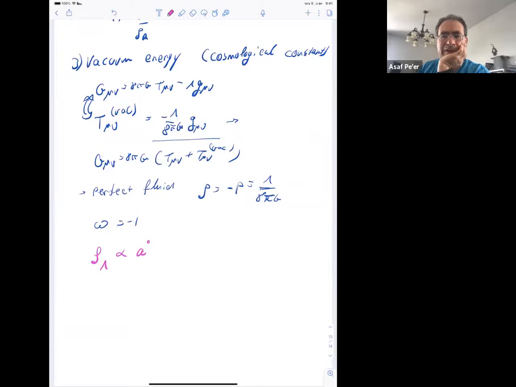Now, here is something really interesting. As the universe expands, the energy density of the matter goes down. The energy density of the radiation goes down. What happens to the energy density of the vacuum itself? Not going anywhere. Such a universe is called a vacuum-dominated universe.